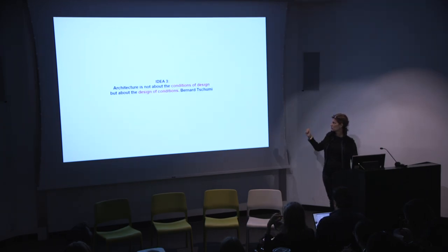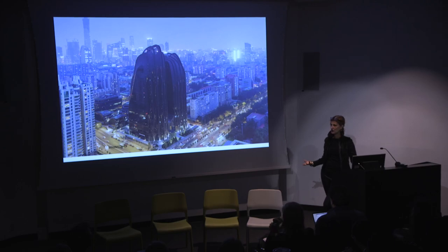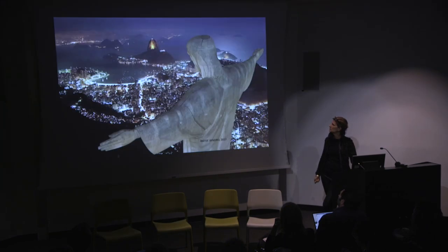And then there's Bernard Tschumi, our previous dean, where he says, you know, architecture is not about the conditions of design, but about design of the conditions. Is it really? Can we really design the conditions? And so I'm thinking this is like a mountain, like a built glass mountain. It's a very impressive building when one sees it. And this is a mountain in the middle of the city in Rio de Janeiro, several mountains that are part of the fabric of the city.